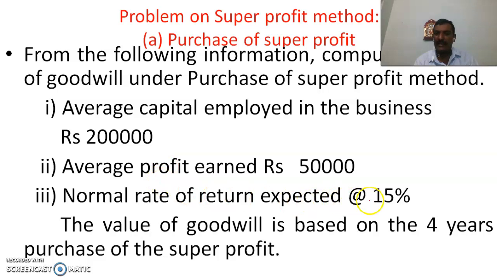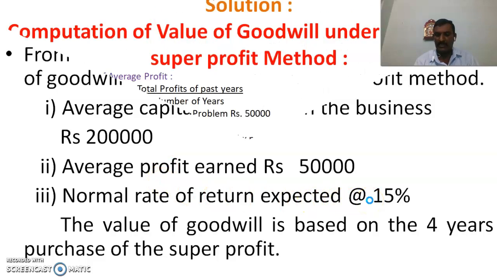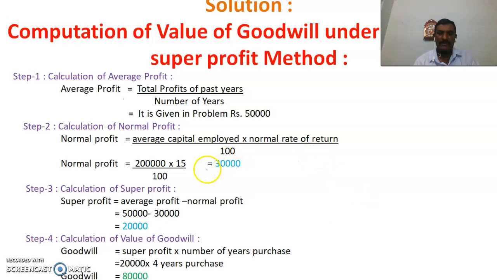It is at 15%. So the same is to be taken here, 15 upon 100. Then we will get the normal profit of rupees 30,000. 2 lakh into 15% amounts to rupees 30,000, which is calculated as the normal profit. And now we have to move towards the third step, that is the calculation of super profit.